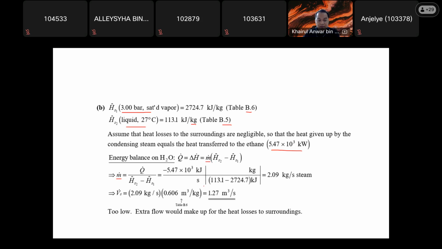Okay, so for m, we get 2.09 kg per second of steam. Calculate further the volumetric flow rate, 0.606, 0.526. Take it down.